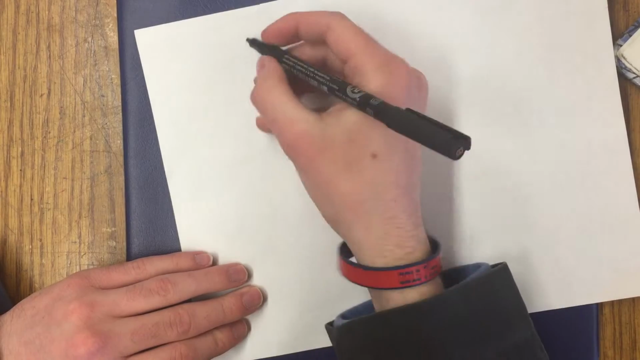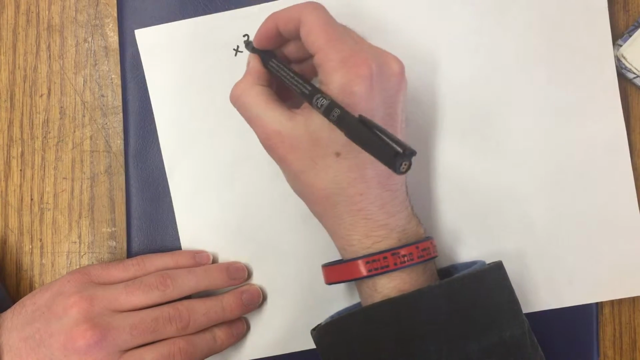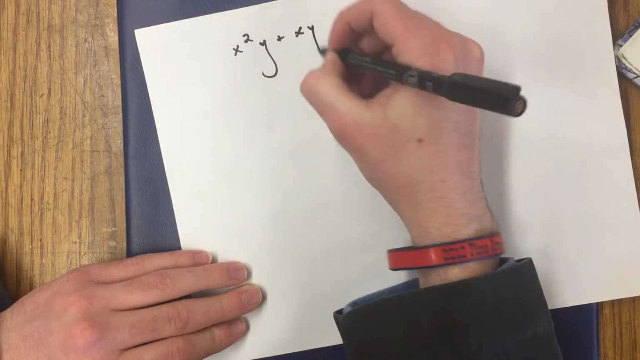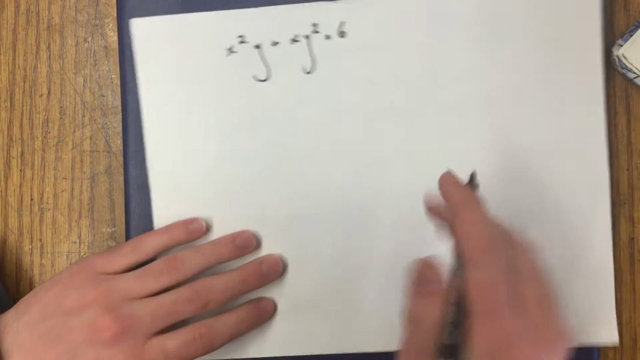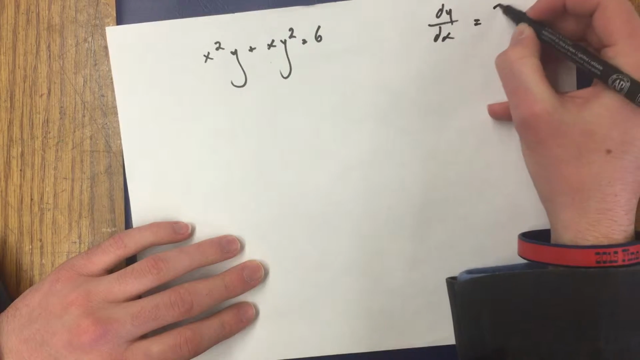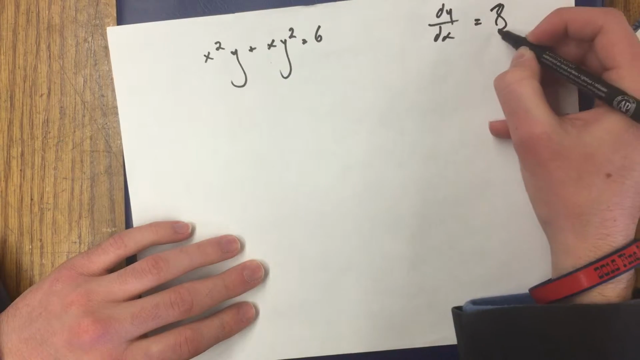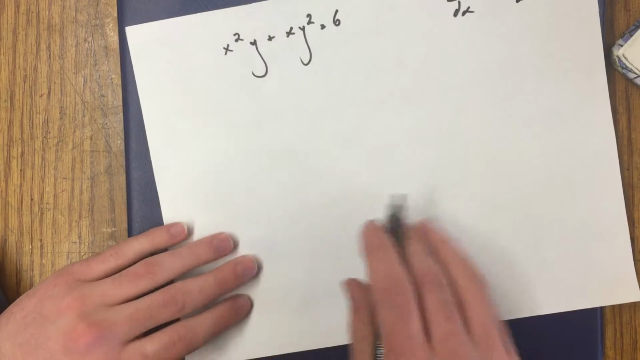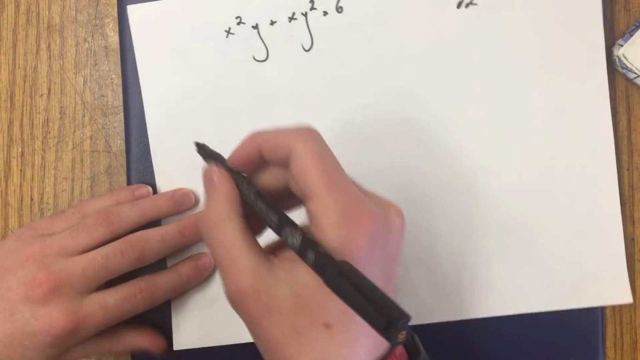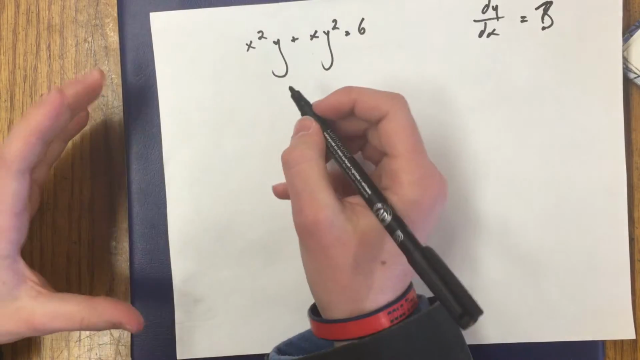Okay, our second example is a little bit more complicated. It's x squared times y plus y squared equals 6. And we're still trying to find dy/dx, right? That's the point of implicit differentiation. So first, we're going to take the derivative of all terms, right? So we're going to have to use the chain rule.